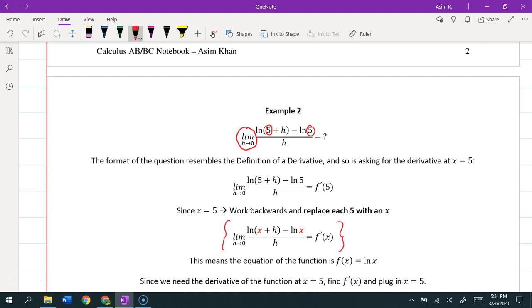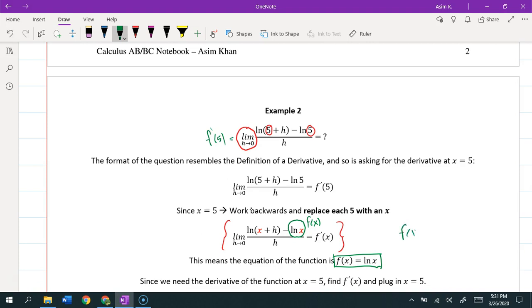I replace the 5's with x's. And again, you stare at that long enough to realize that, wait a minute, according to the definition, that is the spot where f of x is supposed to sit in. And so that means that the function is natural log of x. And the whole point of this question was to find f derivative at what? At 5.